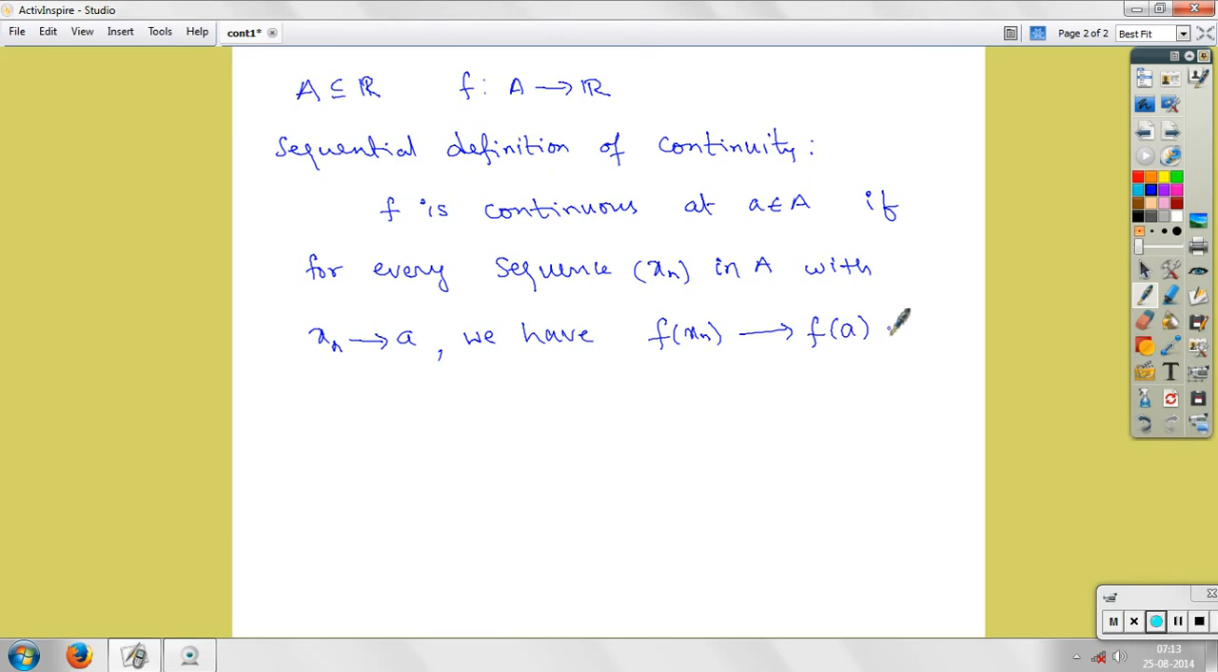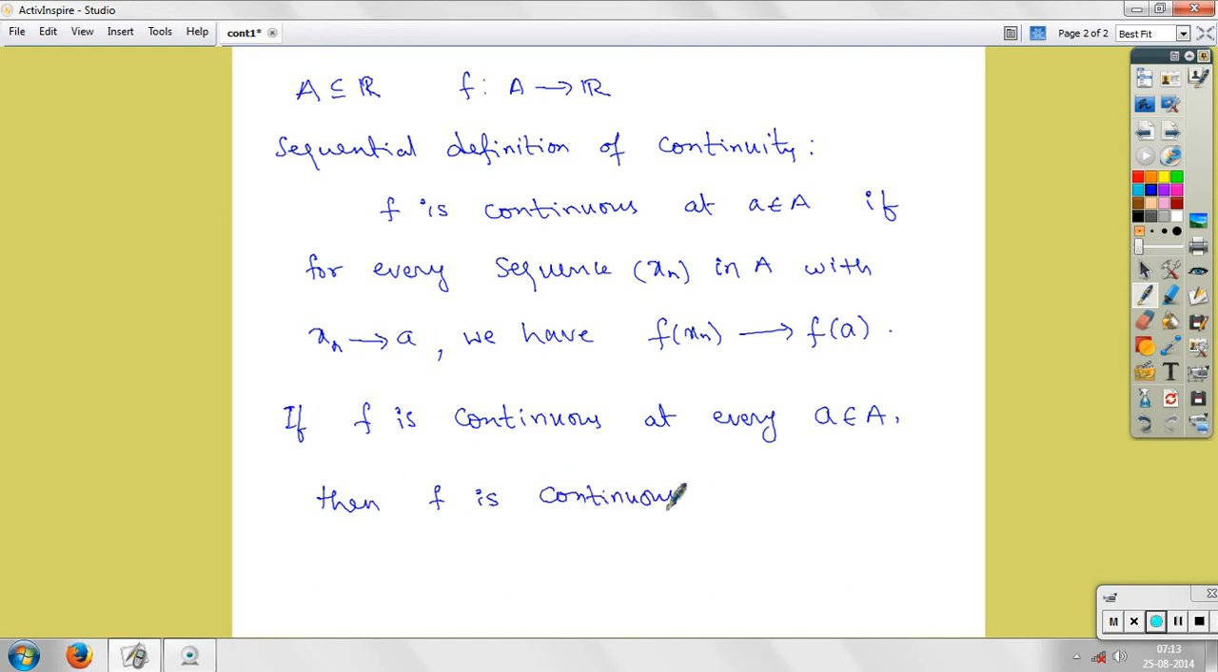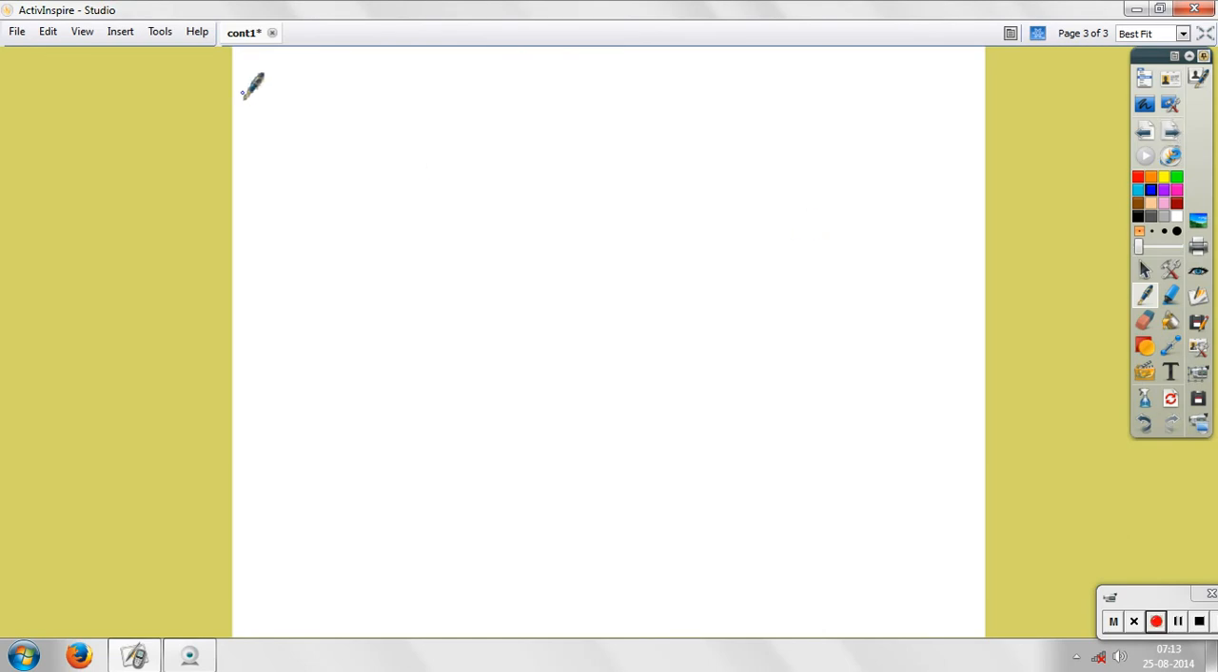So if this condition is satisfied, we say that f is continuous at a, and if f is continuous at every a in A, then we say that f is continuous on the set A. Okay, so this is the definition of continuity in terms of sequences. So let's consider some examples.